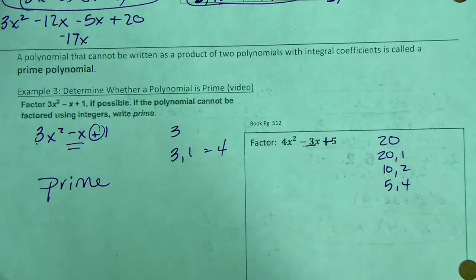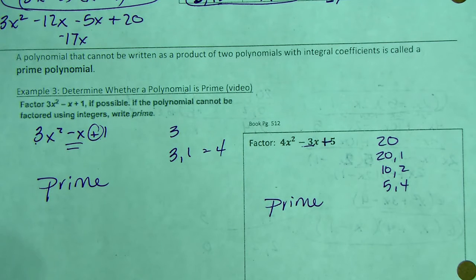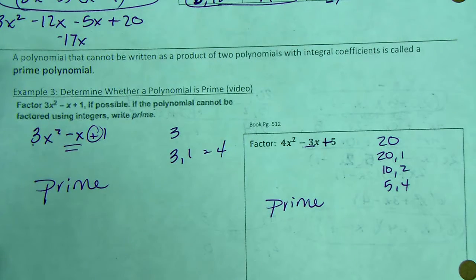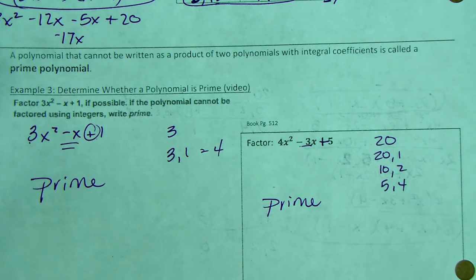Okay, so some things will not be able to be factored. It is prime. That does not mean they don't have an answer. It just means their answers are not integers. They will give you irrational answers, maybe even imaginary answers. Okay, so let's go to the last page and talk about what we do to solve these equations.